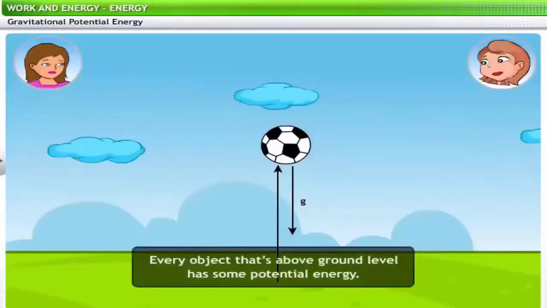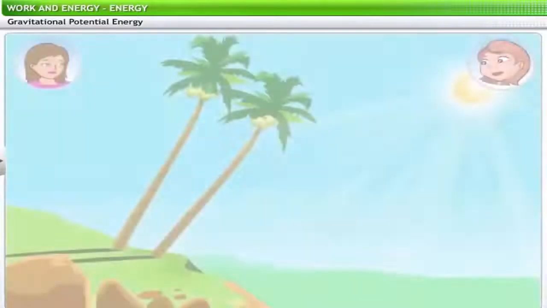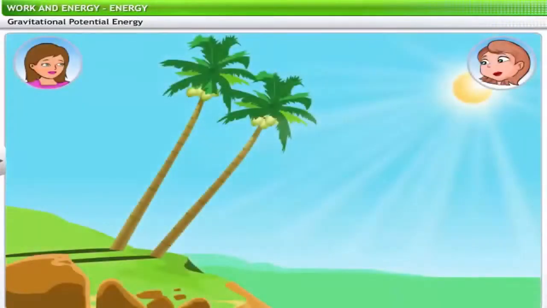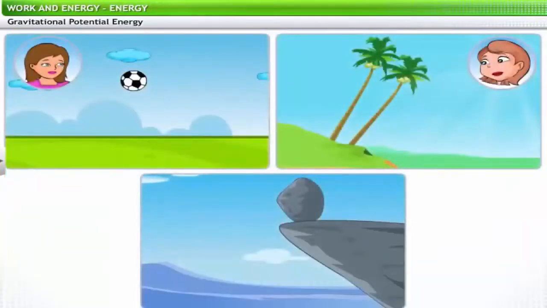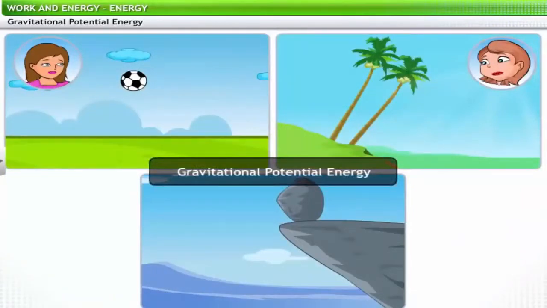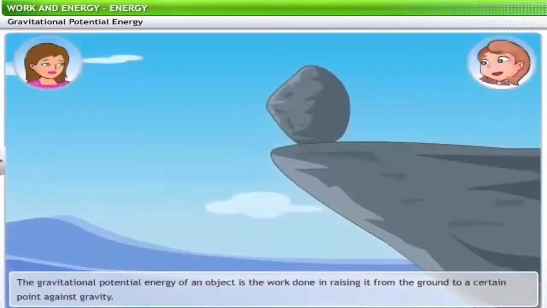So every object that's above ground level has some potential energy? That's right. When an object is at a certain height from the ground or any reference level, it is said to possess potential energy. This energy is called gravitational potential energy. This energy is the work done in raising an object from the ground to a certain point against gravity.